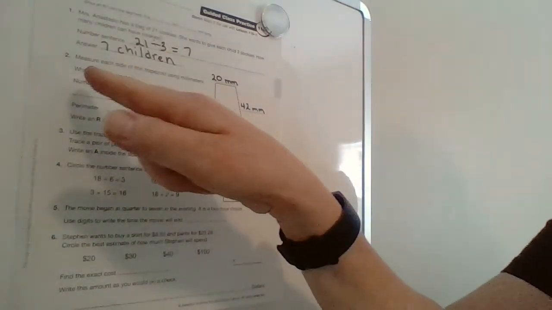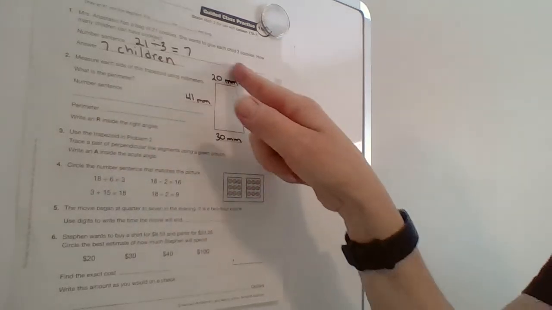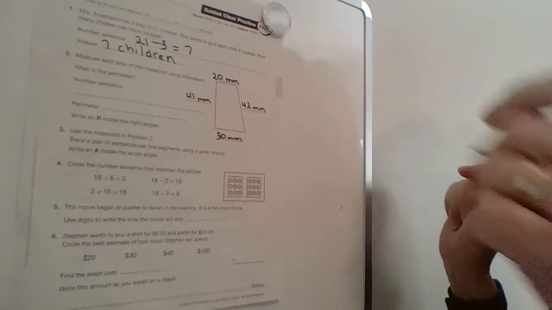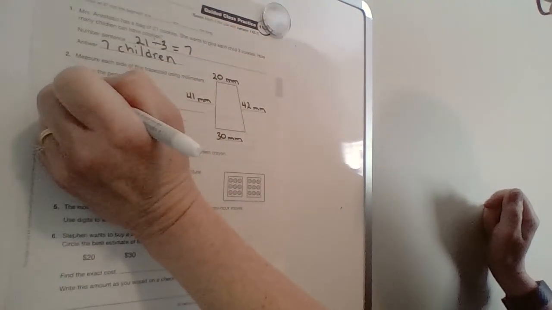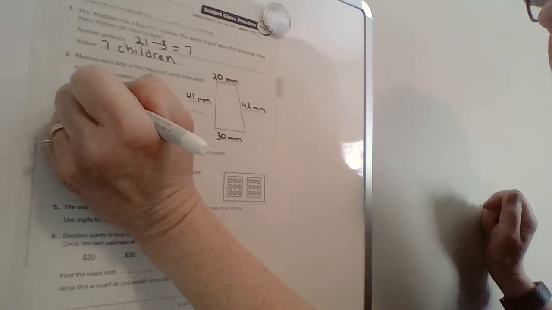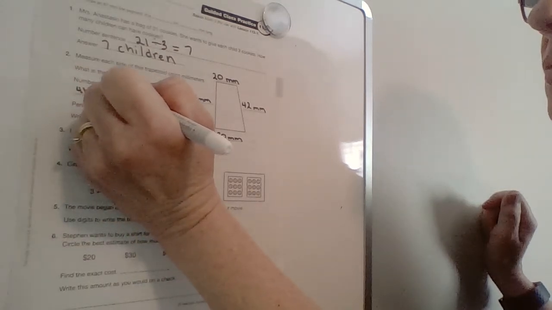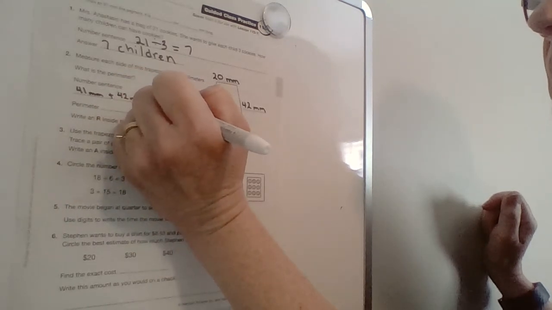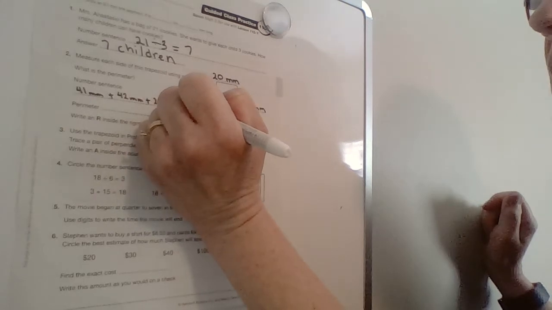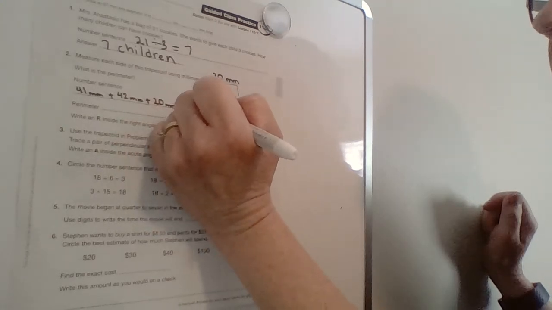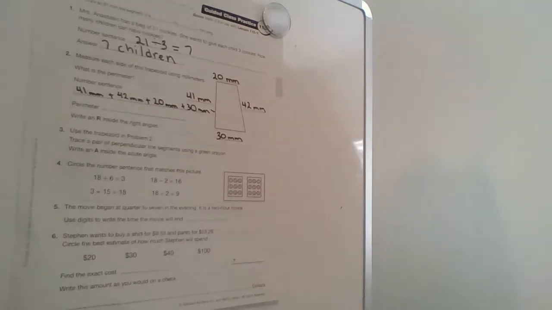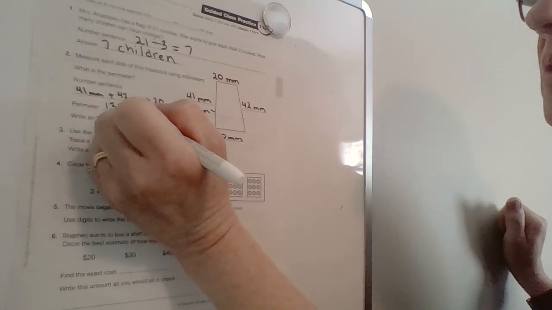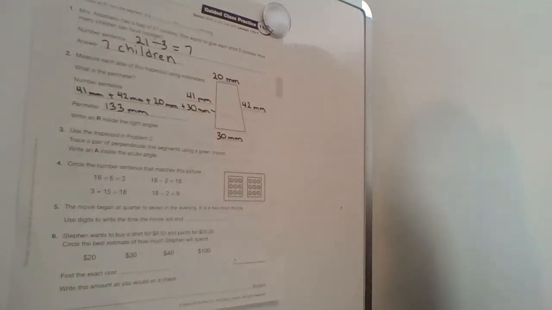So now what we're going to do is we're going to write a number sentence because we need to find out what is the perimeter. And remember, the perimeter is all of these together, okay? So we're going to add 41 plus 42 plus 20 plus 30. Okay? And your answer should be about 133 millimeters.